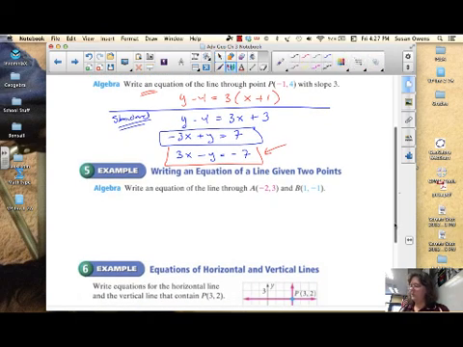Okay, so this one will change up again. How about we'll make this an equation, but instead of just any equation, we'll make this be slope-intercept.